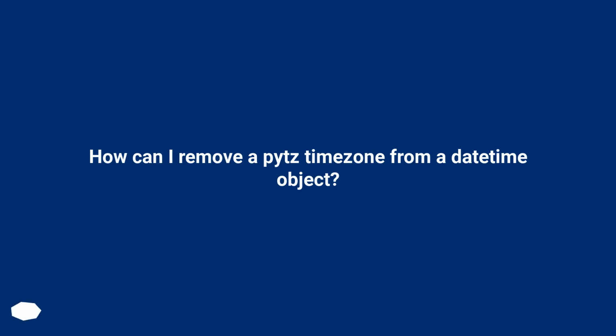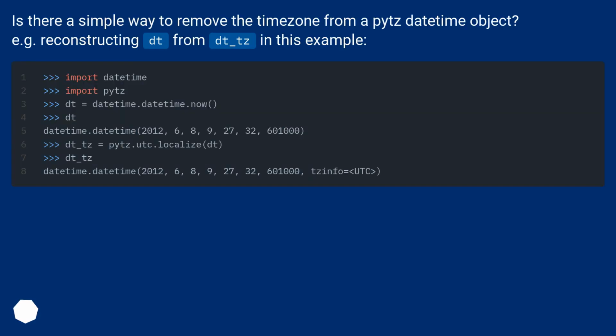How can I remove a pytz time zone from a datetime object? Is there a simple way to remove the time zone from a pytz datetime object? For example, reconstructing dt from dt_tz in this example.